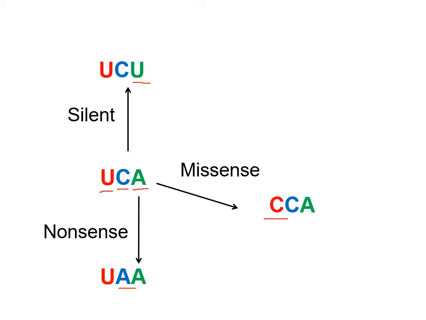That is, silent mutation occurs when the change in the amino acid does not take place due to degeneracy of the genetic code. Whereas missense mutation says the change may occur such that the amino acid which is normally to be coded is replaced by another amino acid. Whereas nonsense mutation says that because of this base substitution, there may be a generation of a stop codon or terminator codon.